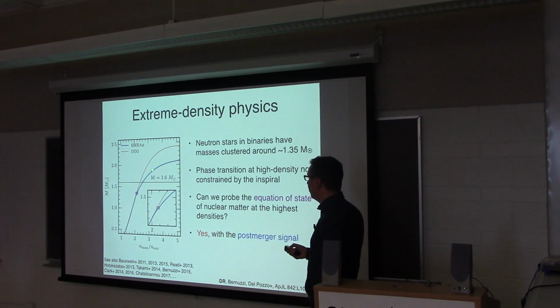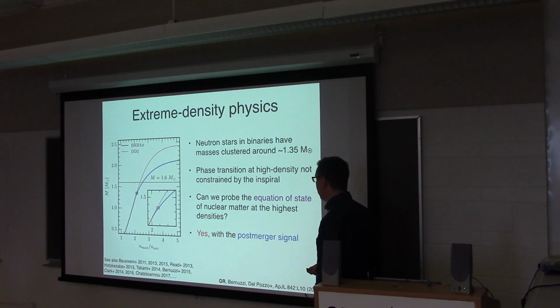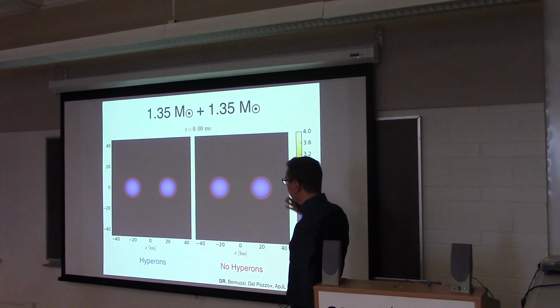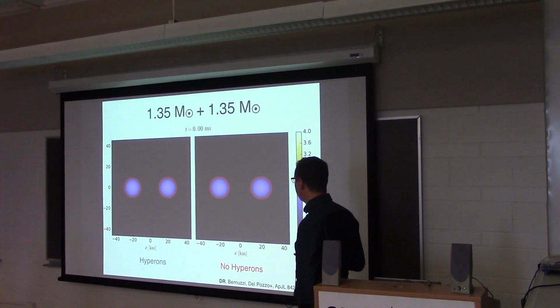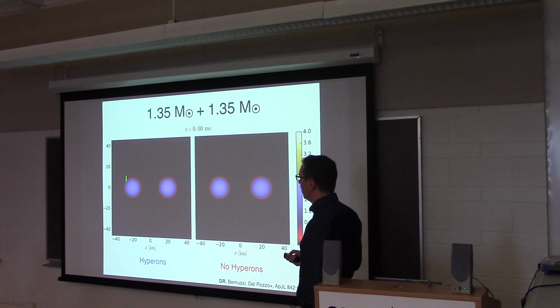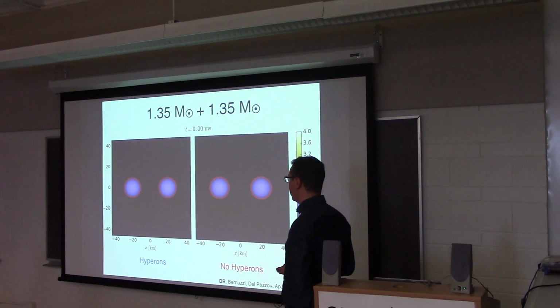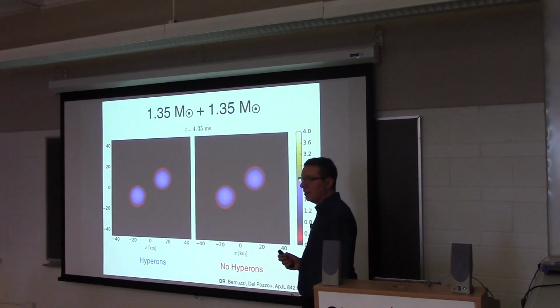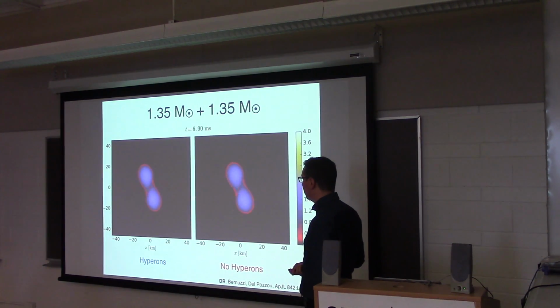So the question we asked ourselves is, can we distinguish these two starting from binaries that live here? And the answer is yes again. Here I show a visualization. This time it is the equatorial plane, and this is a density color code. Here is the case with the hyperons, so a kind of very soft phase transition, and this is the standard equation of state. So of course, during the in-spiral, you can really not tell apart these two systems because they have the same equation of state.